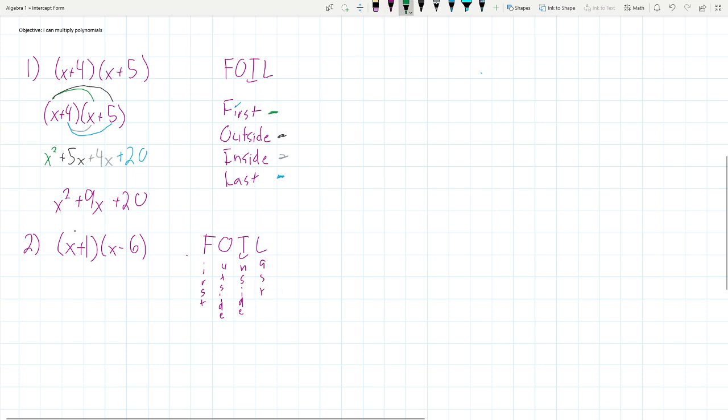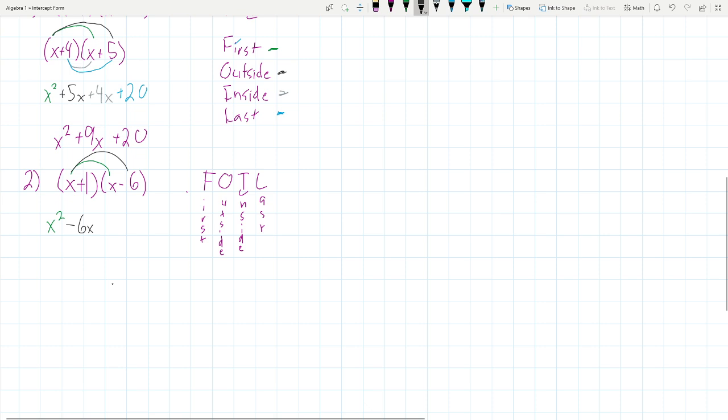Alright, so I'm going to start with my first one. So x and x, because they're both first, gives me x squared. Outside, x and negative 6 gives me negative 6x. Some people might be wondering why I don't write x times negative 6 as x minus 6, which is not what's happening. And so you put your variable at the end after your coefficient, after the number. Inside, the 1 and the x makes it plus 1x. And then my last, the 1 and the negative 6, makes negative 6.